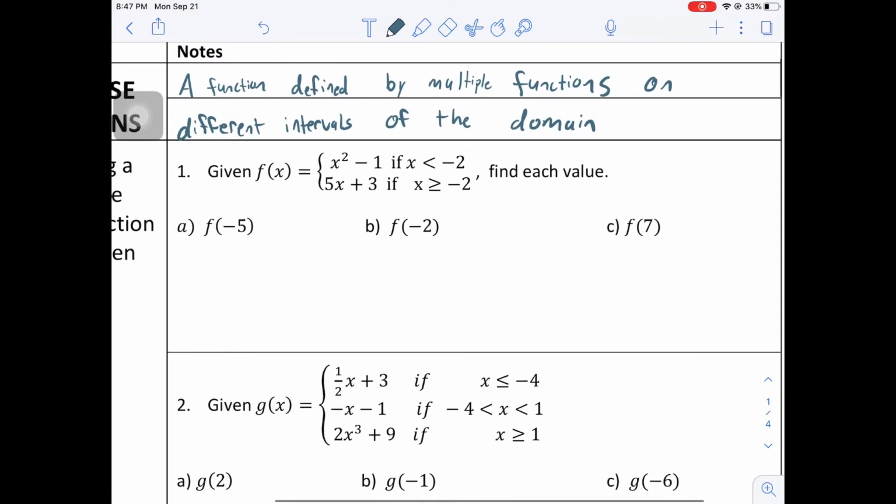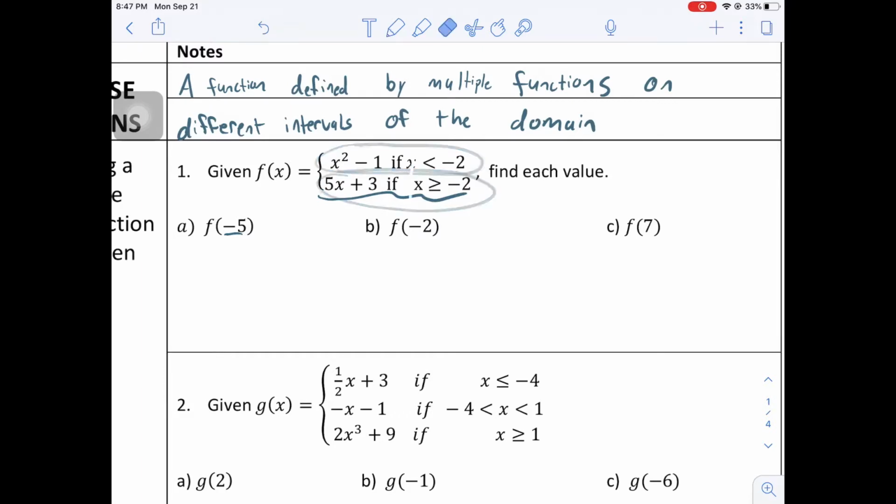So then let's take a look at number one. Number one says given f of x is equal to that piecewise function. So this is what a piecewise function looks like. Find each value. So the first one says find f of -5. So that's telling us to plug in -5 into the equation. Well, then we need to decide which one do we plug it into. Do we plug it into the top or do we plug it into the bottom?